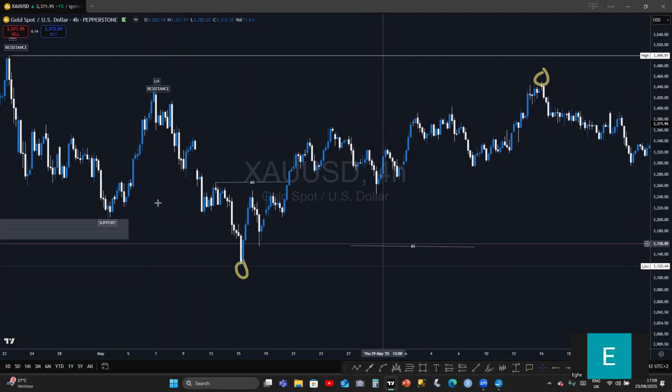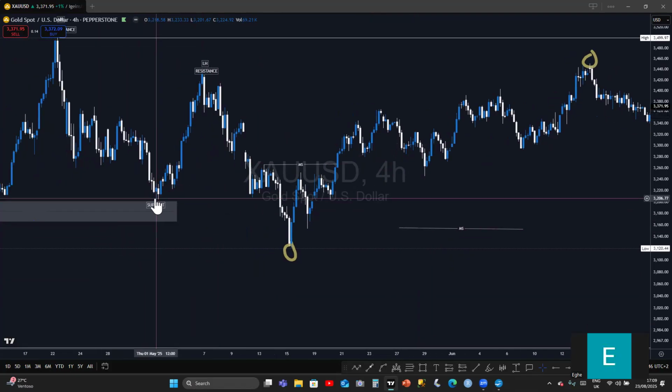If we remove this market shift here, let's say for example, we are not denoting this place to be a market shift. We say break of structure.